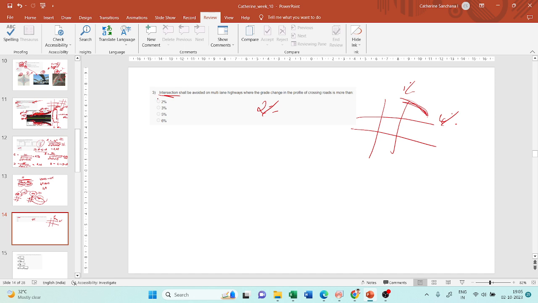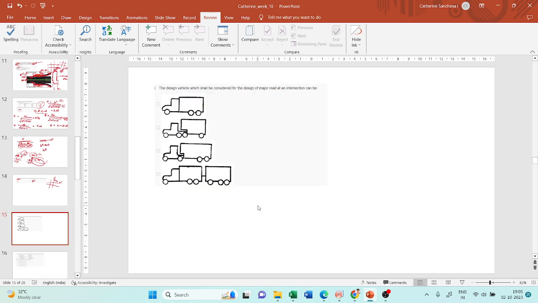Okay, so this can be found in sir's lectures. Okay, so the answer is 2%. In fact, in the slides many other points along with this have also been given as to when intersections should be avoided. So please go through that, okay, along with this. So moving on to the next problem.